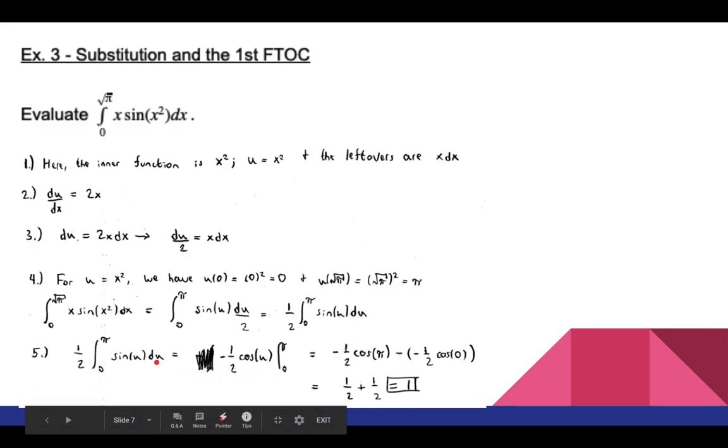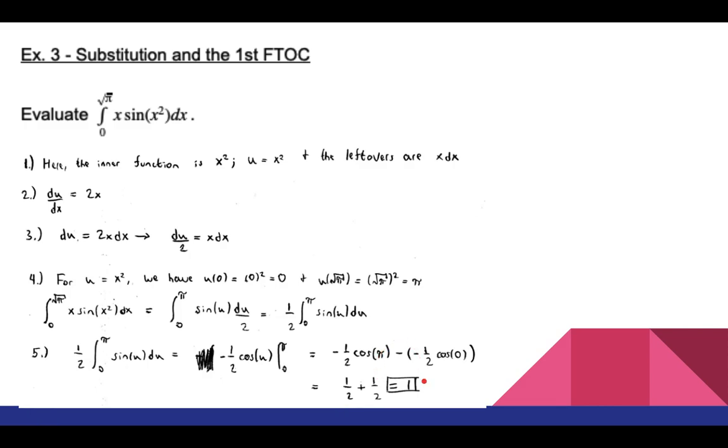So as a result, okay, we can evaluate the integral of sine of u du. We know that's going to give us an antiderivative of negative cosine of u, and then of course multiply by that 1/2. And then we can evaluate this integral by using the first fundamental theorem of calculus. So we're going to have negative 1/2 cosine of pi minus negative 1/2 cosine of 0, which is going to give us 1/2 plus 1/2, or just 1. And thus we have an example of how we can use substitution to evaluate a definite integral.